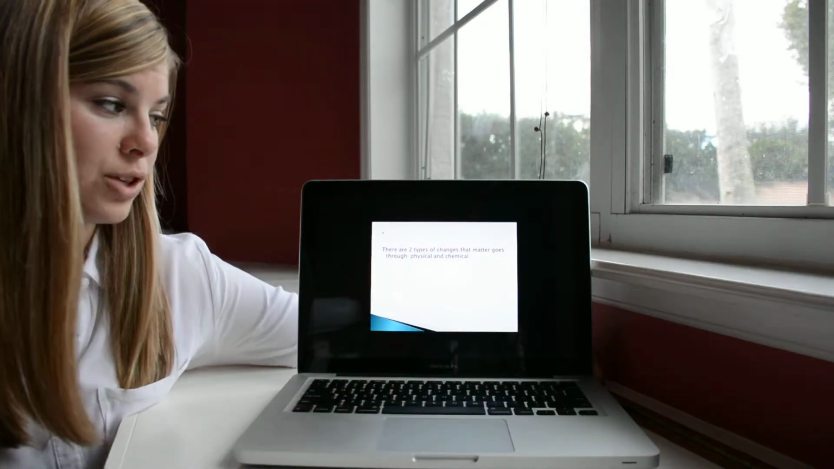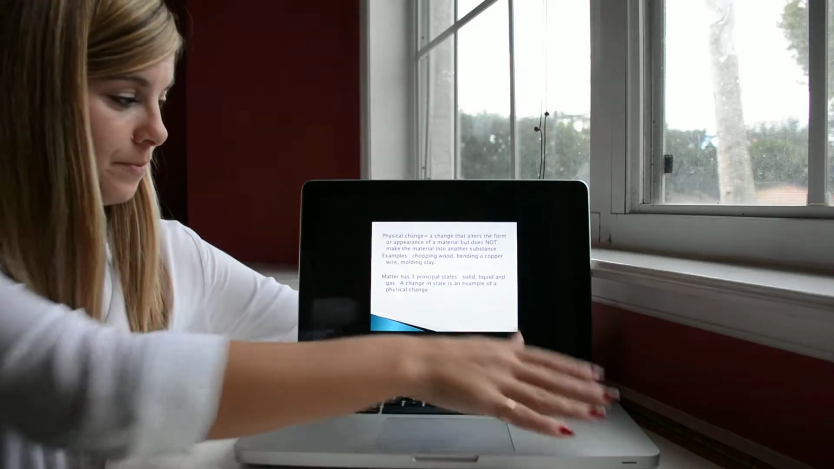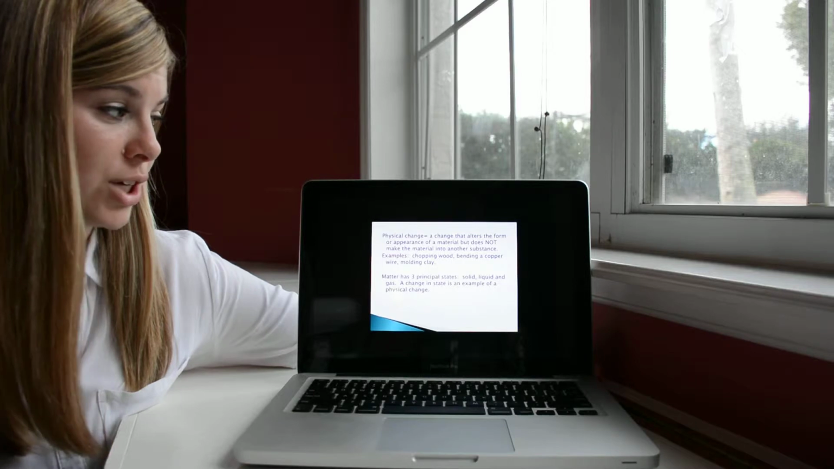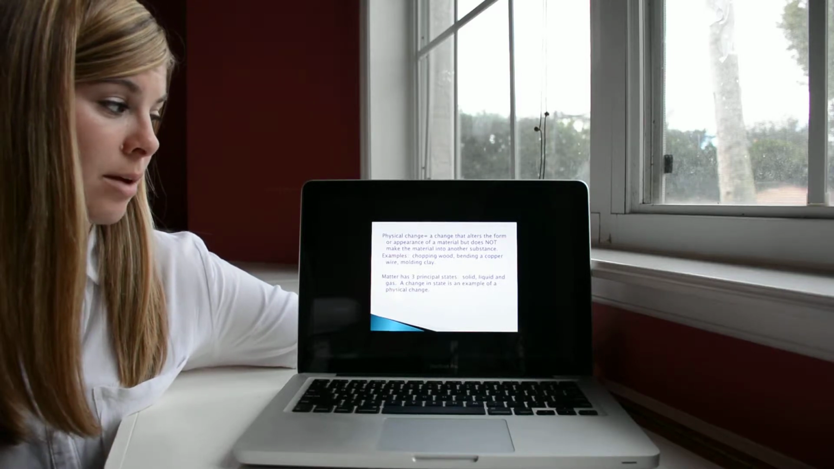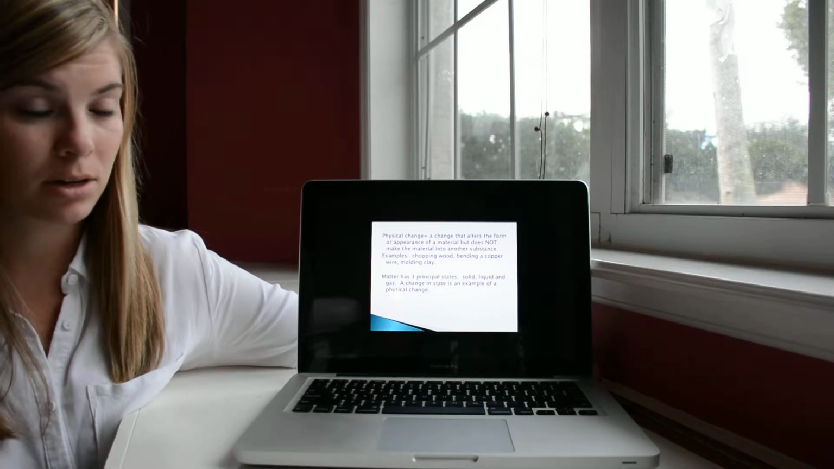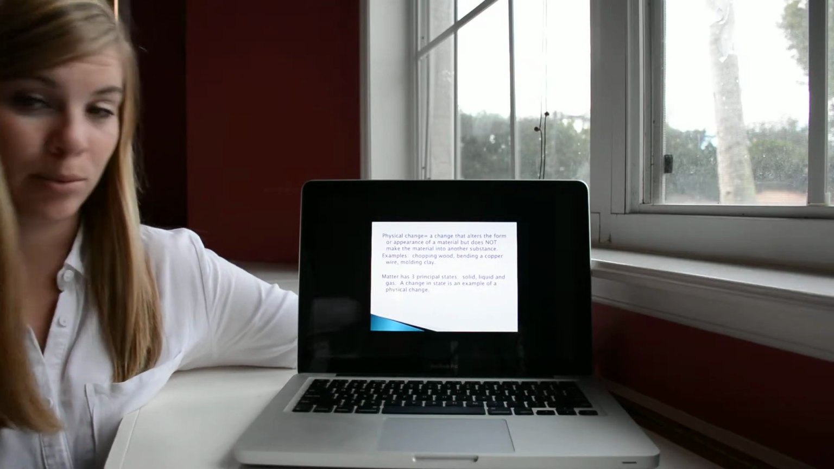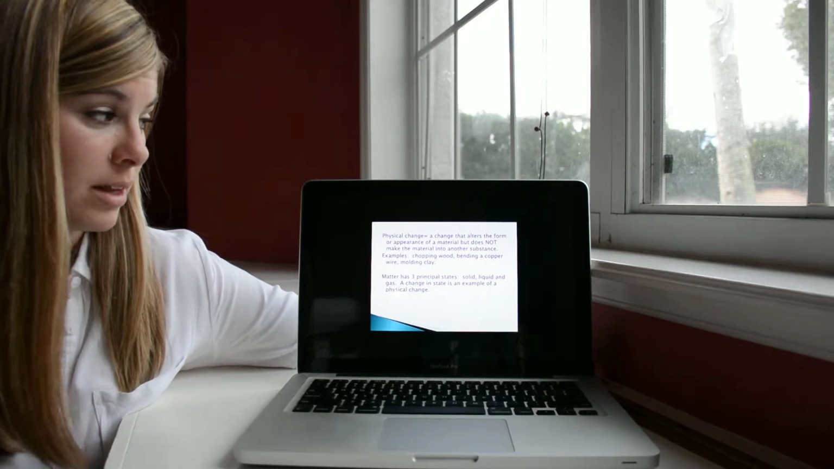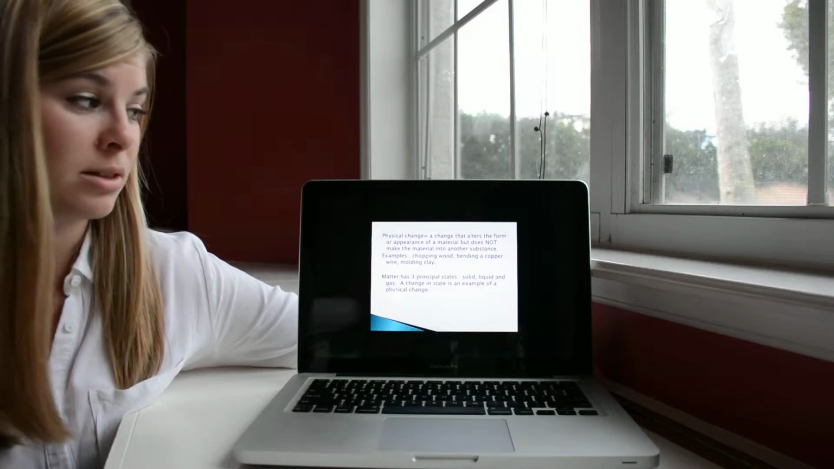There are two types of changes that matter goes through, physical and chemical. A physical change is a change that alters the form or appearance of a material but does not make the material into another substance. For example, chopping wood, bending a copper wire, and molding clay. All of these things are changing the appearance of something, but not changing the substance.